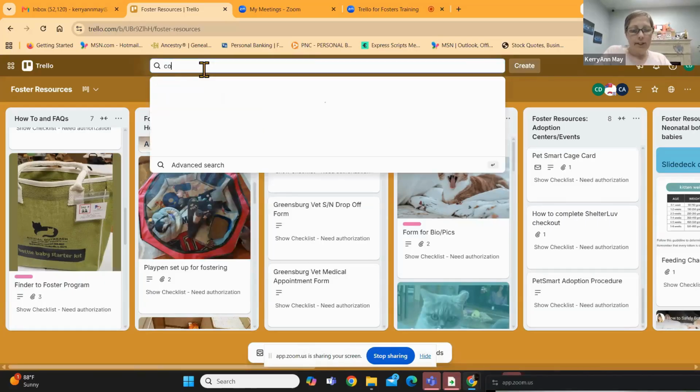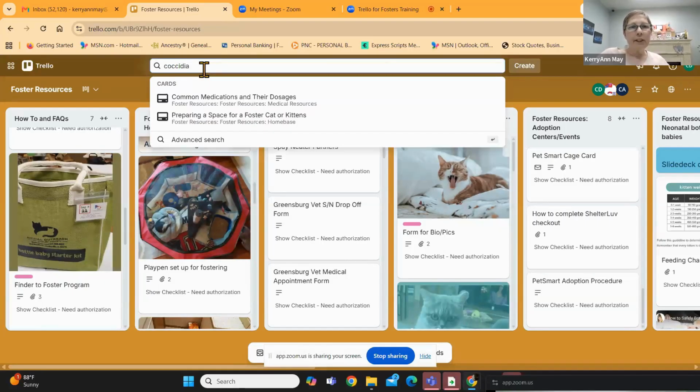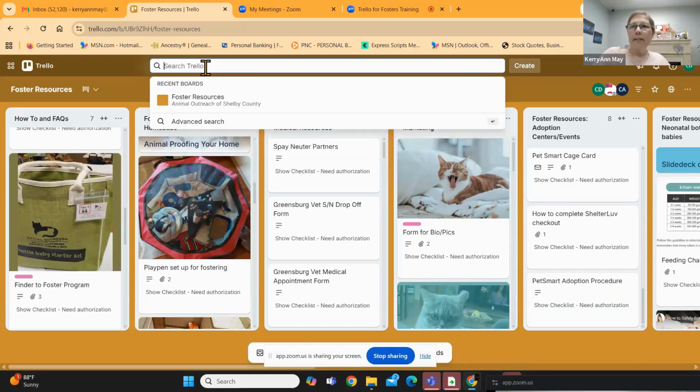Let's say that you were told that the kitty has coccidia. Well, what am I going to do with that? All right, well, that's going to give you the dosing there. So I hope that makes sense.